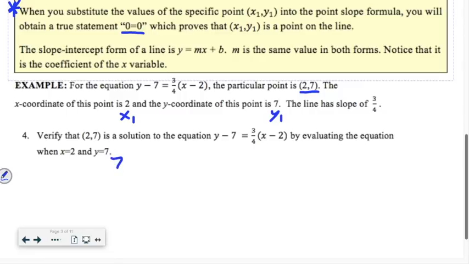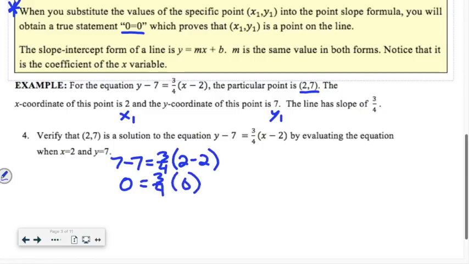So if I have 7 minus 7 equals 3/4 times 2 minus 2. 7 minus 7 is 0. 2 minus 2 is also 0. 3/4 times 0, I do get 0 equals 0. So we've proven that 2, 7 is on the line. I want to try a couple other examples of this.